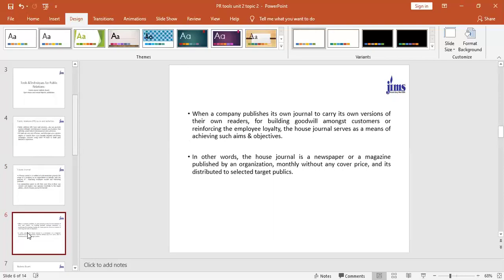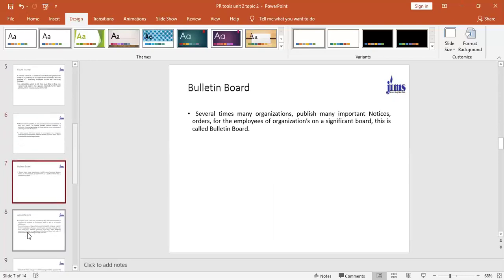A house journal is a kind of newspaper or magazine which is published by an organization monthly without any cover price and is distributed to a selected target public. Next, we're going to talk about the bulletin board.